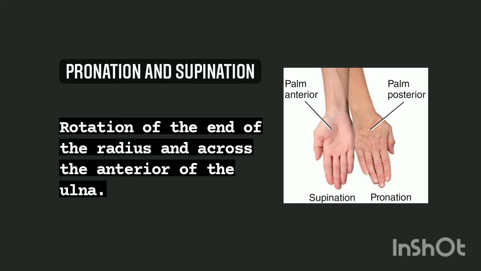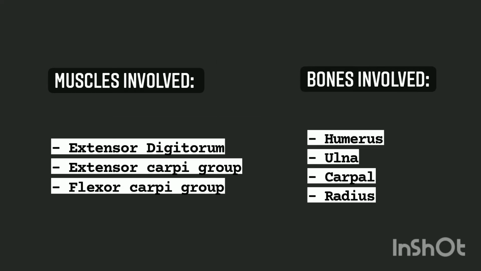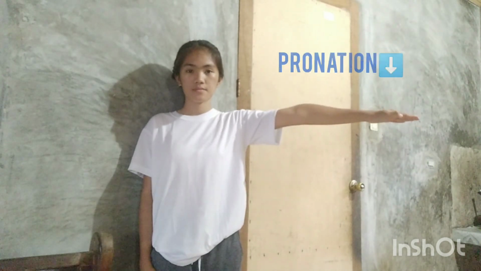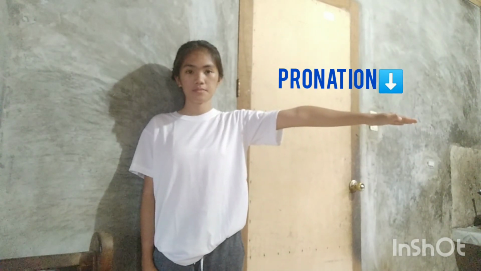Pronation and supination. These are the rotation of the end of the radius across the anterior of the ulna. These are the muscles and bones involved in pronation and supination. The proper execution of pronation and supination.